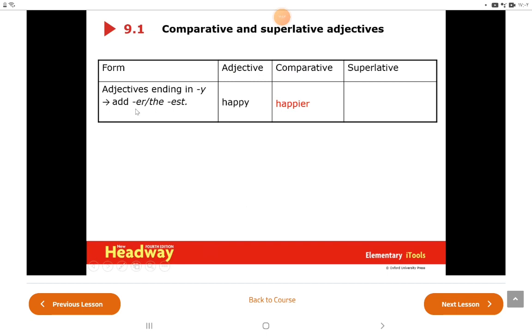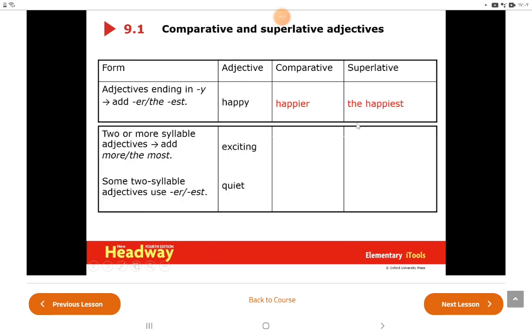Now, then we have the adjectives that end with Y, okay? Here we add ER and EST, happier and happiest, for example. If it has two or more syllables, if it's a longer word, okay, we add more and most, okay? For example, exciting. It has three syllables. If it's more than two syllables, I add more. More exciting and most exciting. If it's just two syllables, okay, quiet adjectives, we use ER and EST. Quieter and quietest, okay?